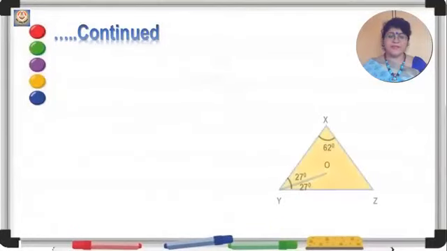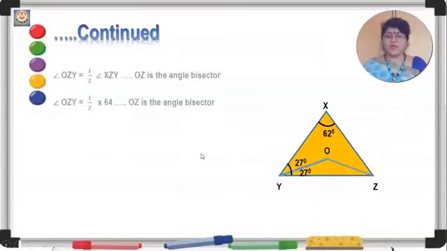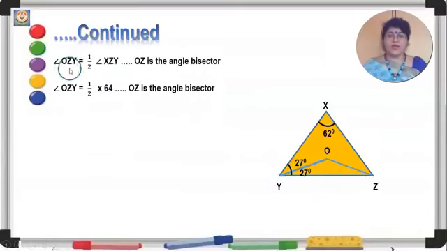Same diagram. We just saw that OY is the angle bisector. Because of that, we get this angle as 27 degree and this angle as 27 degree. Now what next? Let us bring OZ into the picture. So OZ comes back. OZ is the angle bisector of XZY. So what statement would you make? OZY equal to half of XZY because OZ is the angle bisector.